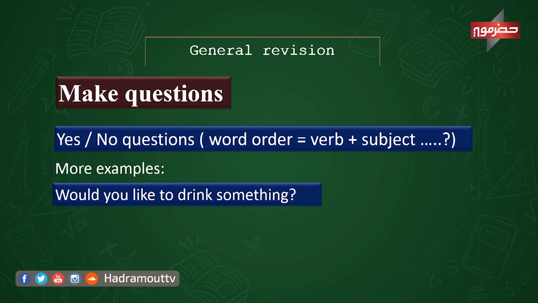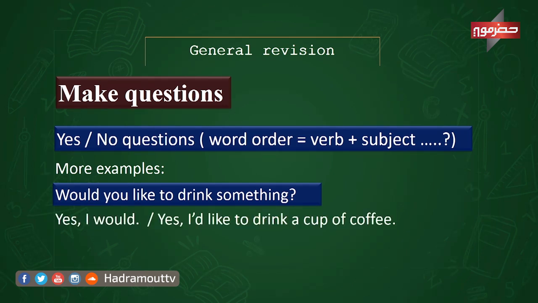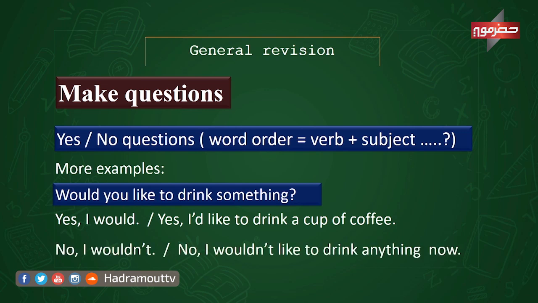More examples. Would you like to drink something? Yes, I would. Yes, I'd like to drink a cup of coffee. I'd means I would, don't forget. Or no, I wouldn't. I wouldn't like to drink anything now.